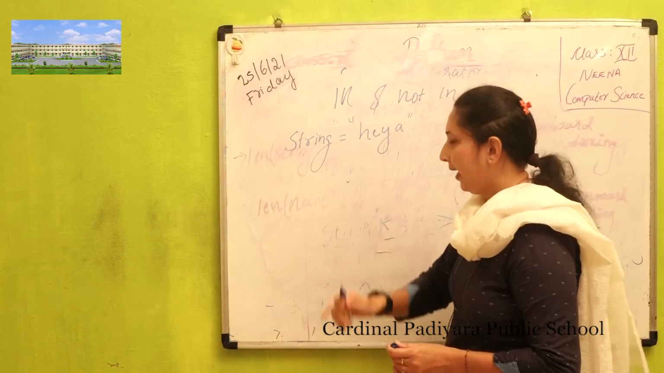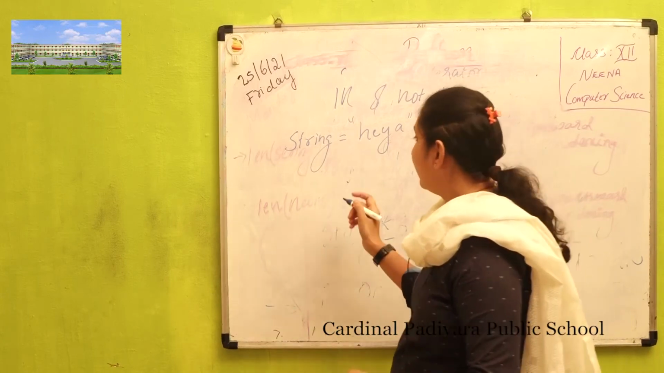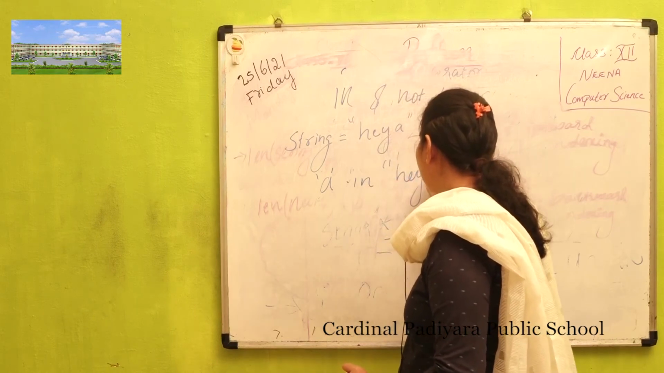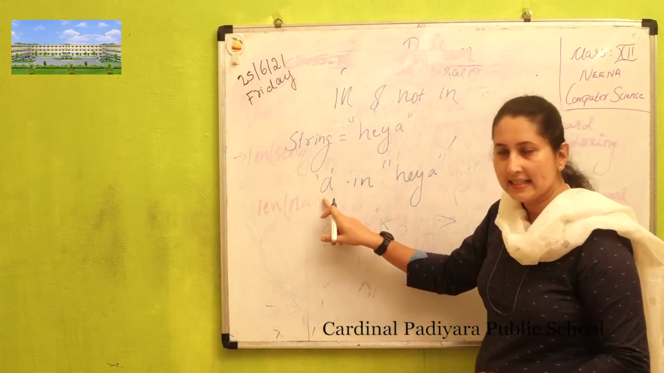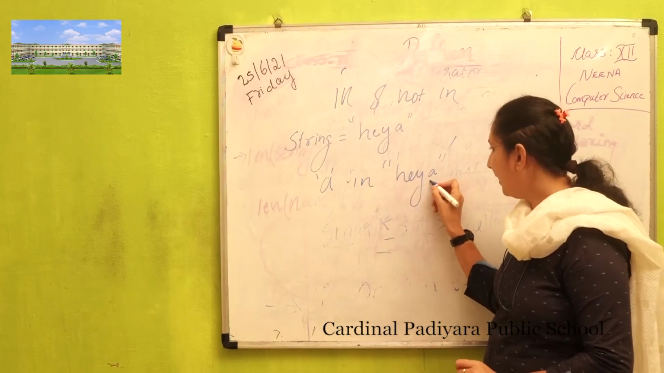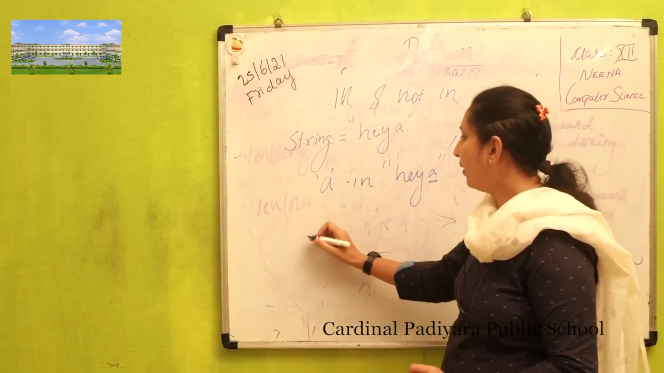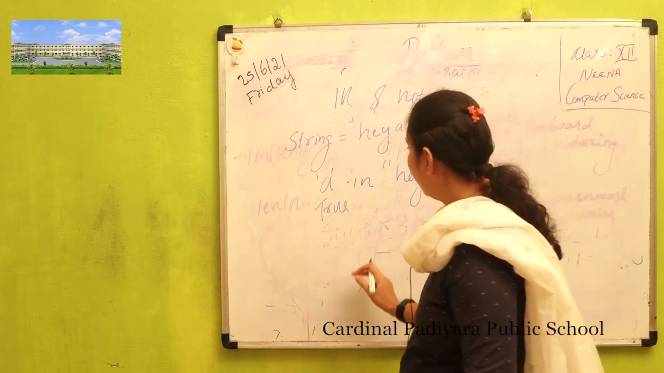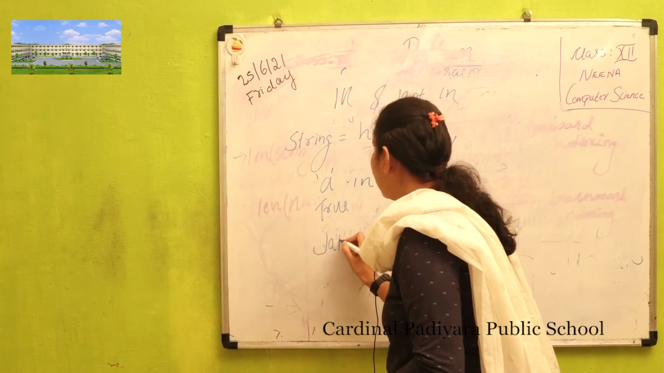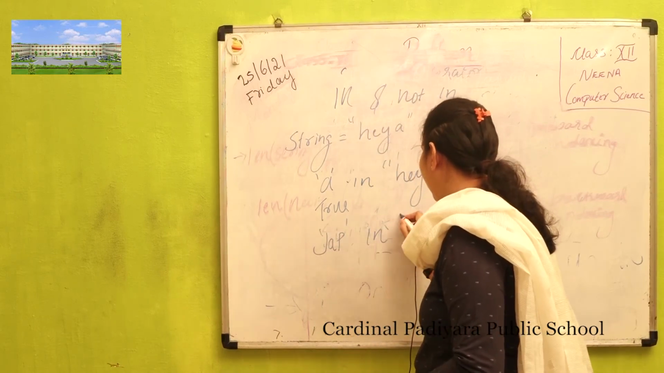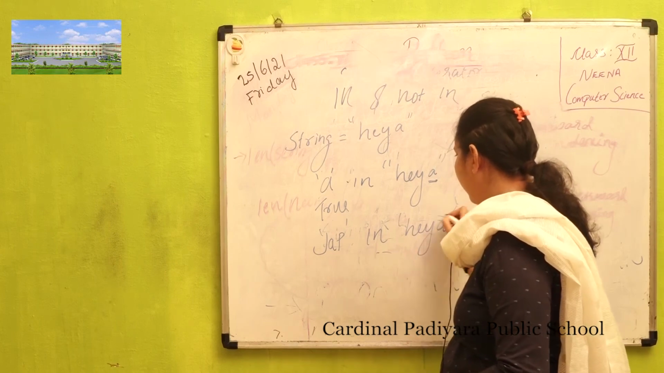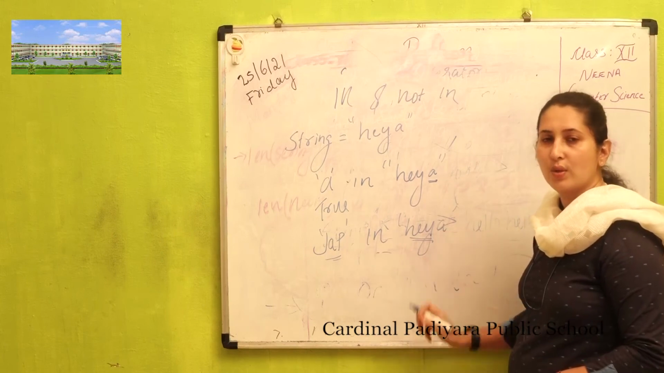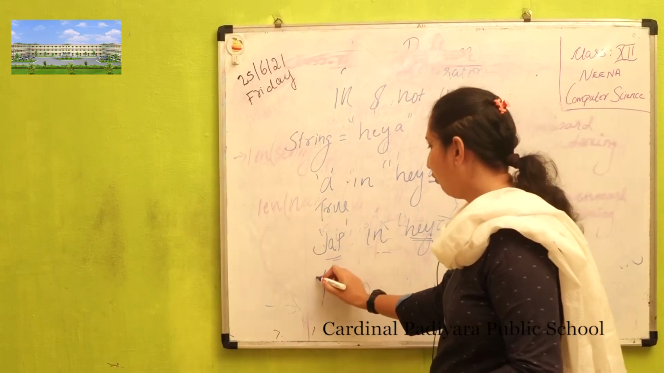String is equal to hey. Whether A in hey means your string A is in another string hey. Here we can see that A is in hey, so its value returns true. Next another example, Jap in hey. Here there is no string related to this string. Jap is not in hey, so it returns false.